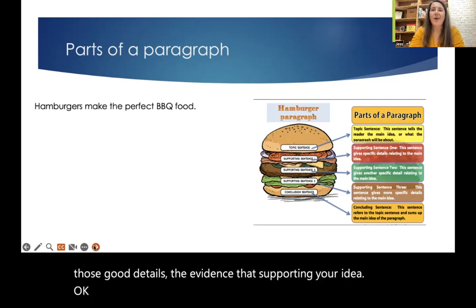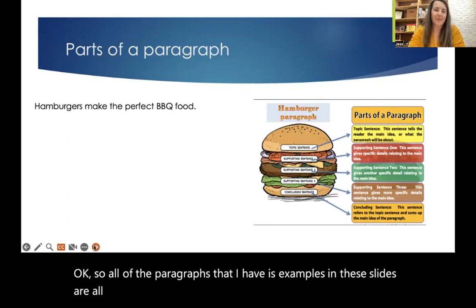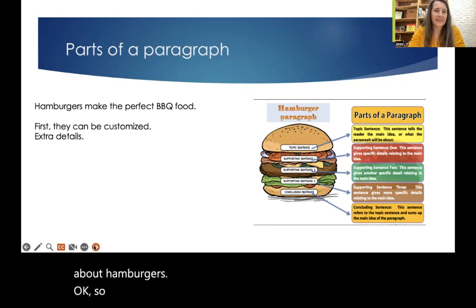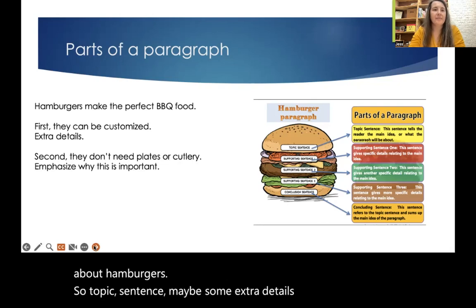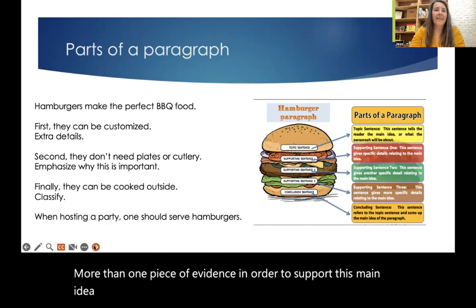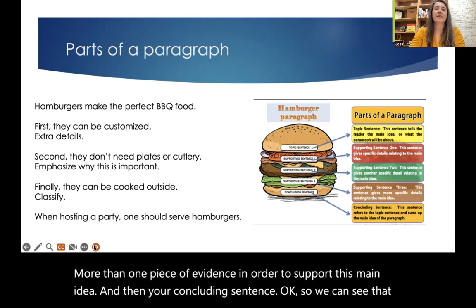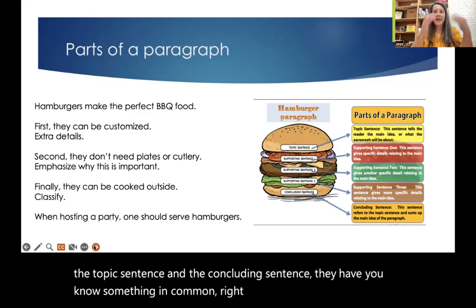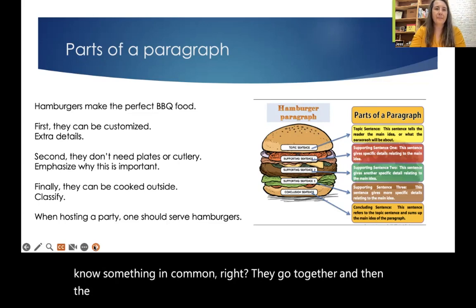Okay, so all of the paragraphs that I have as examples in these slides are all about hamburgers. So I'm writing hamburger paragraphs about hamburgers. Okay, so topic sentence, maybe some extra details, more than one piece of evidence in order to support this main idea, and then your concluding sentence. Okay, so we can see that the topic sentence and the concluding sentence, they have something in common, right? They go together, and then the details in the middle.